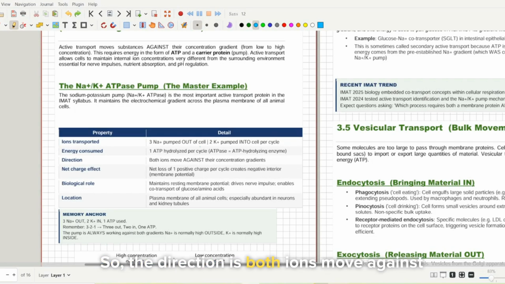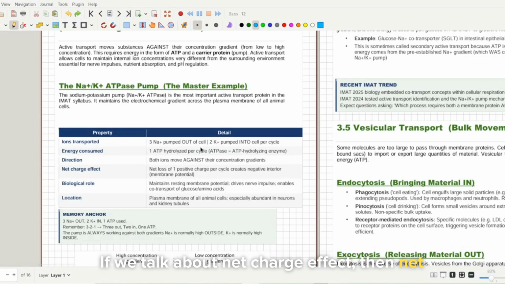The direction is that both ions move against their concentration. Because sodium ion is moving out, that means sodium is more outside. If potassium is moving in, then that means potassium is more inside the cell. If we talk about net charge effect, then a net loss of 1 positive charge per cycle occurs because of the negative interior, and there is a shift of charges. Why is there a shift of charges? We will discuss it in detail in our nerve impulse lecture.